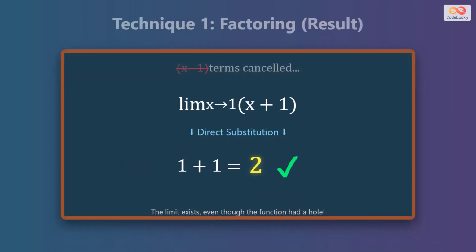We can cancel out the x minus 1 terms. This removes the problem causing the 0 in the denominator. Now we are left with just the limit of x plus 1. We can now use direct substitution safely. Plugging in 1, we get 1 plus 1, which equals 2. We have found the limit.